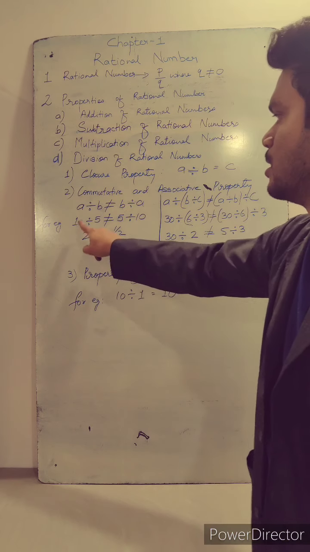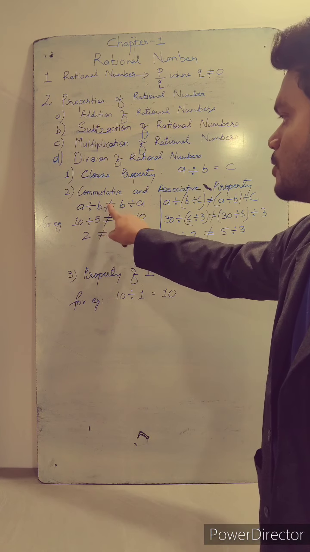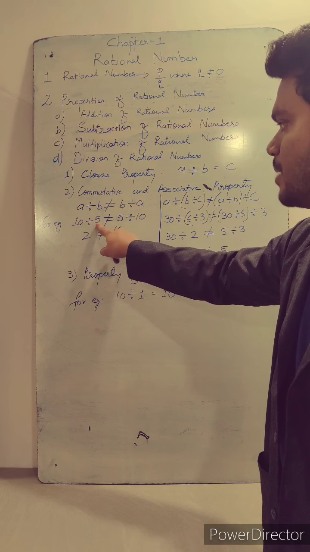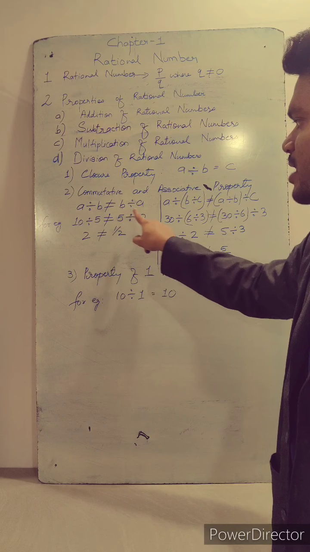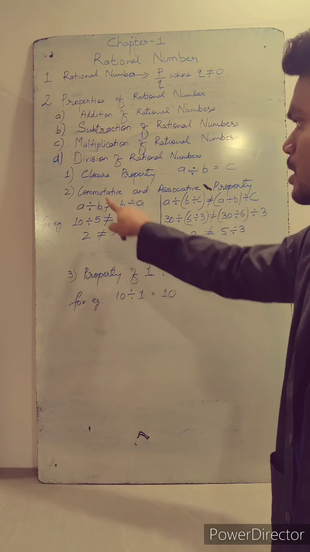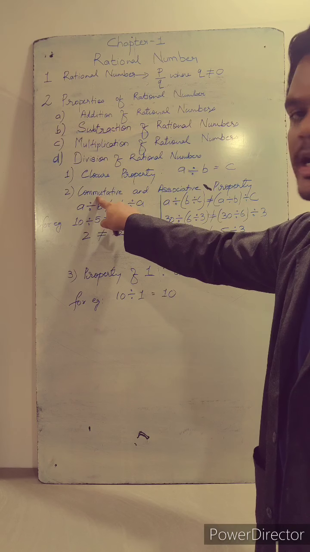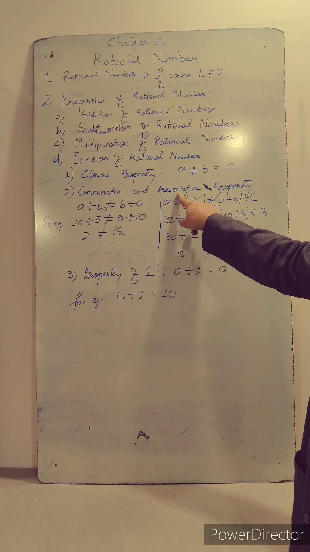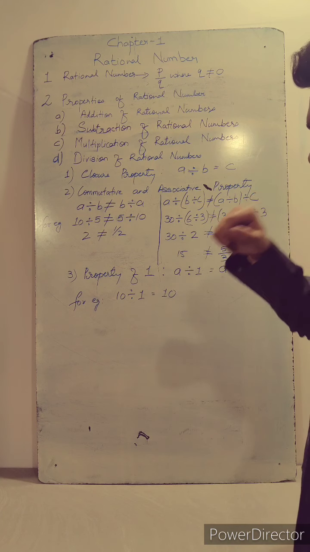For example, A divided by B is not equal to B divided by A. 10 divided by 5 is not equal to 5 divided by 10, as the result is 2 and 1 and a half. Commutative property includes only two rational numbers, and more than two rational numbers are included in associative property, which is not valid for division.